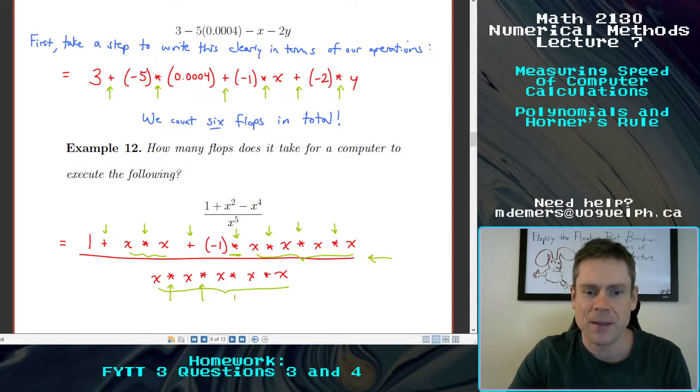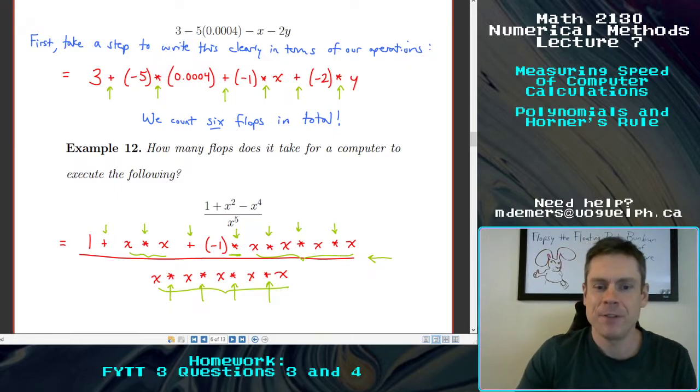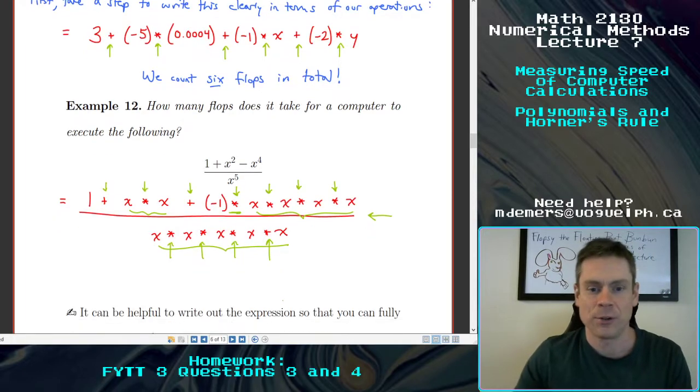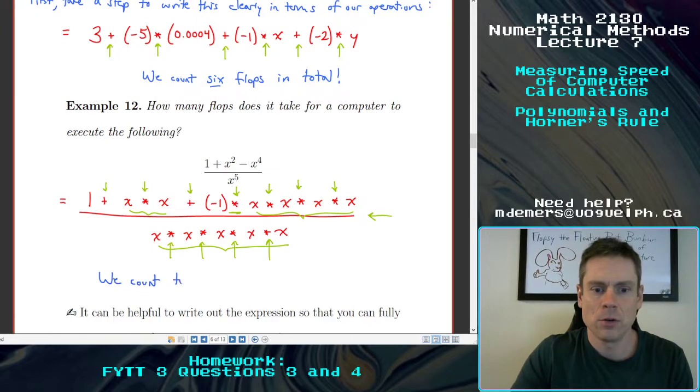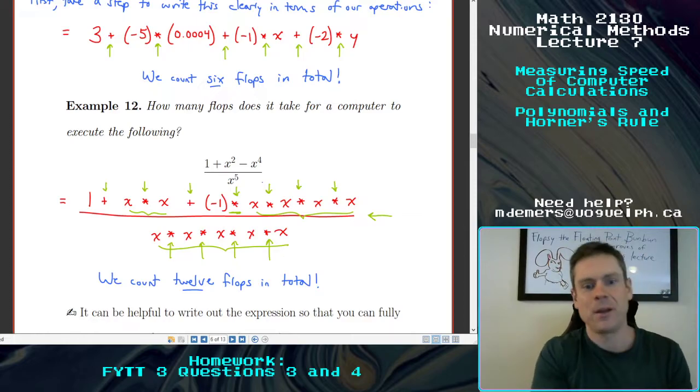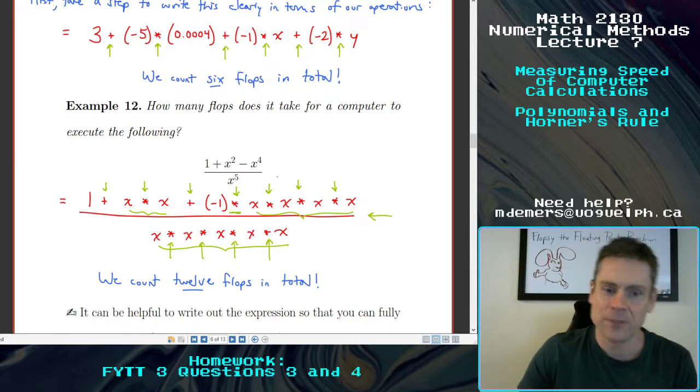Okay, so let's see. If we count all of these up, I've indicated them all with arrows here, but you can do whatever you want. We have 1, 2, 3, 4, 5, 6, 7 on the top, 4 on the bottom, and 1 to divide. We count 12 flops in total. Okay, and again, you can easily see all those different pieces, but it's nice when written out carefully to make sure that we have it.